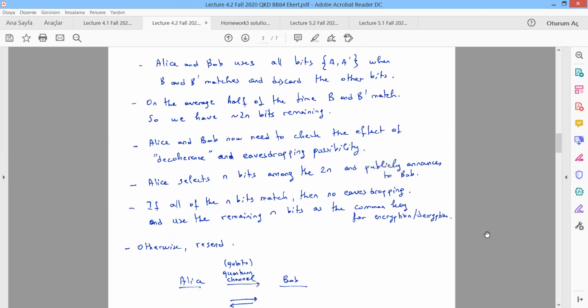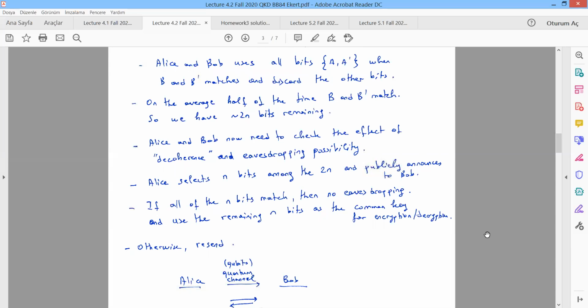So now, Alice and Bob share 2n qubits out of the 4n qubits. But now Alice and Bob need to check the effect of any eavesdropping, interception or decoherence. How do they do that? Alice selects n bits among the 2n bits and publicly announces these bits to Bob.